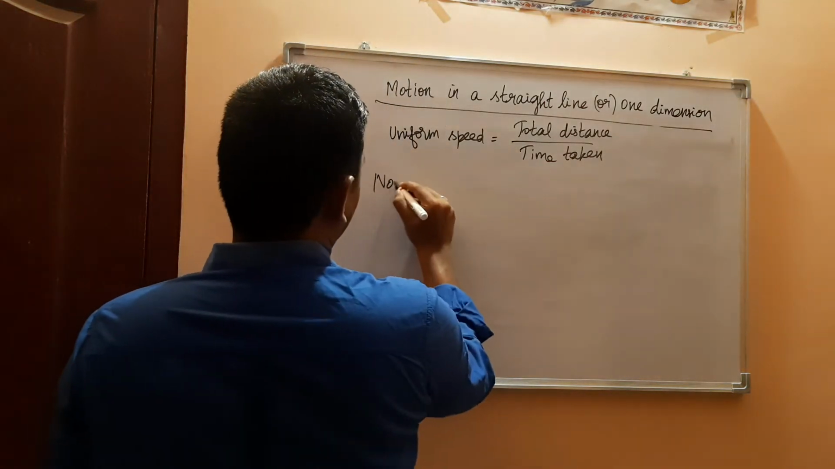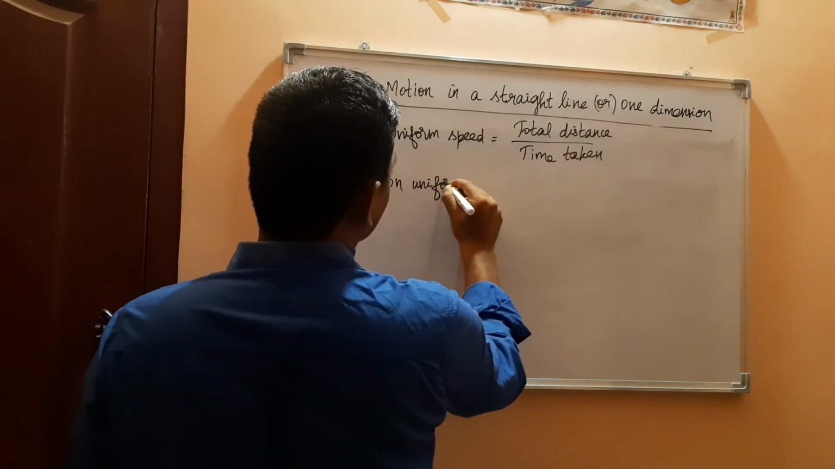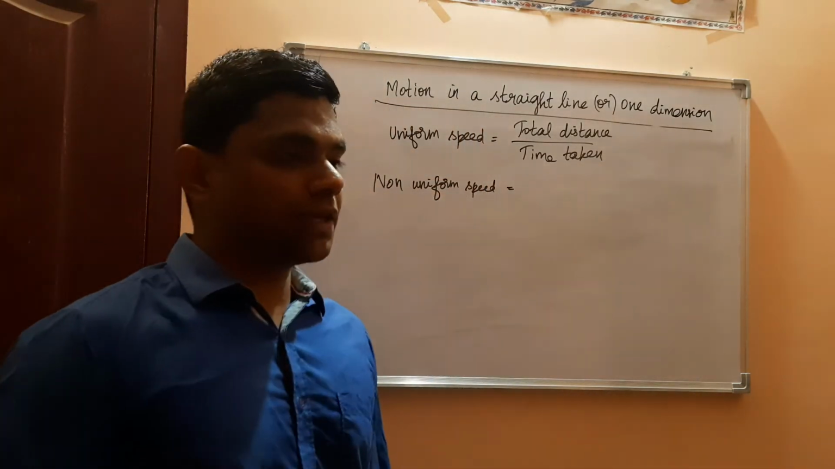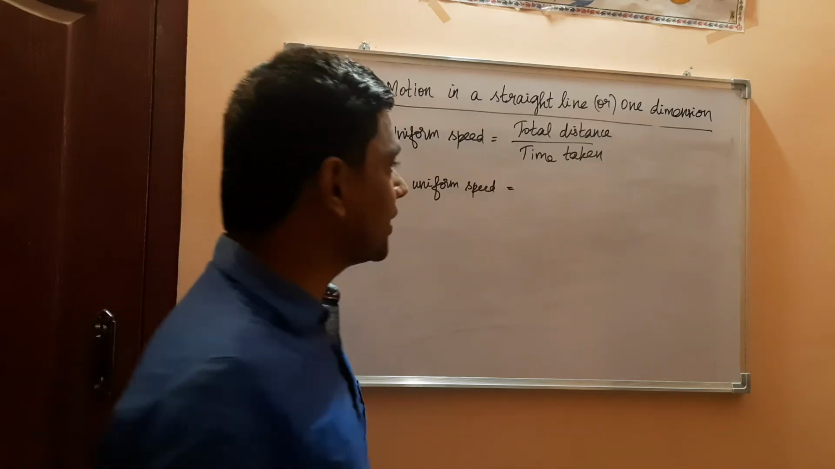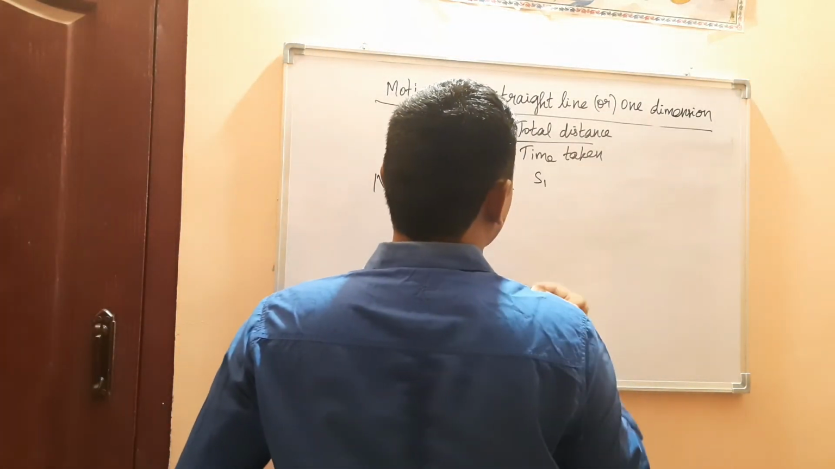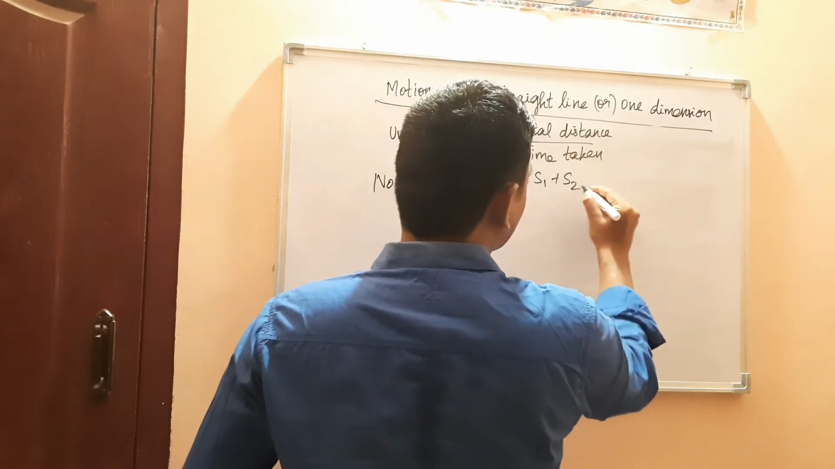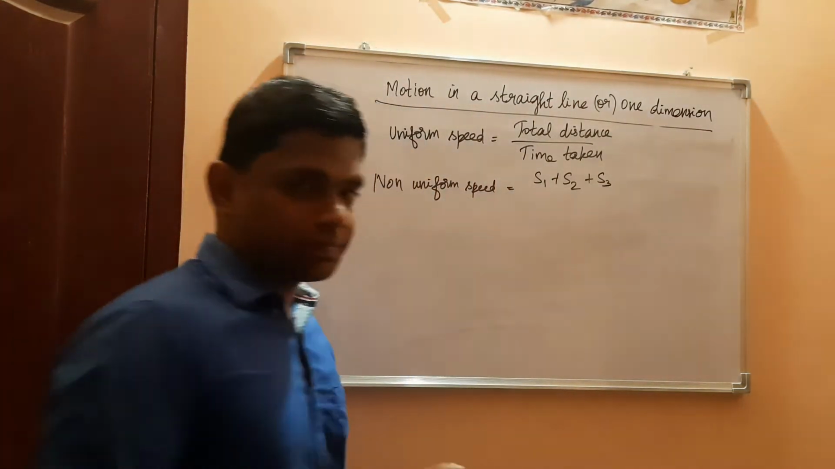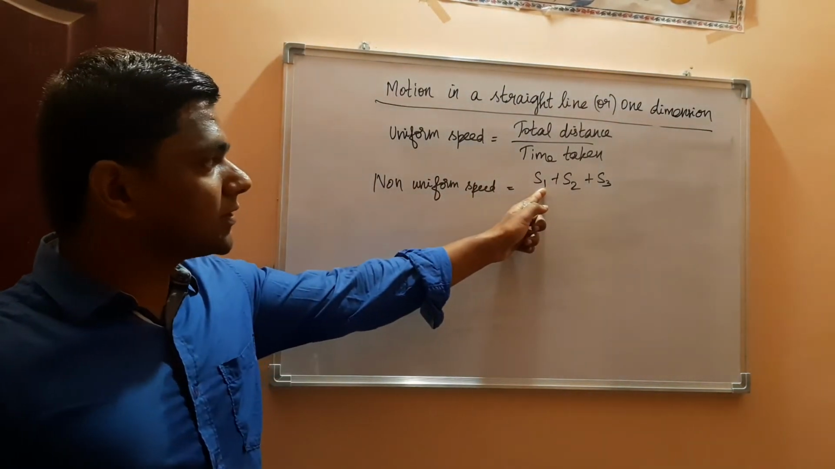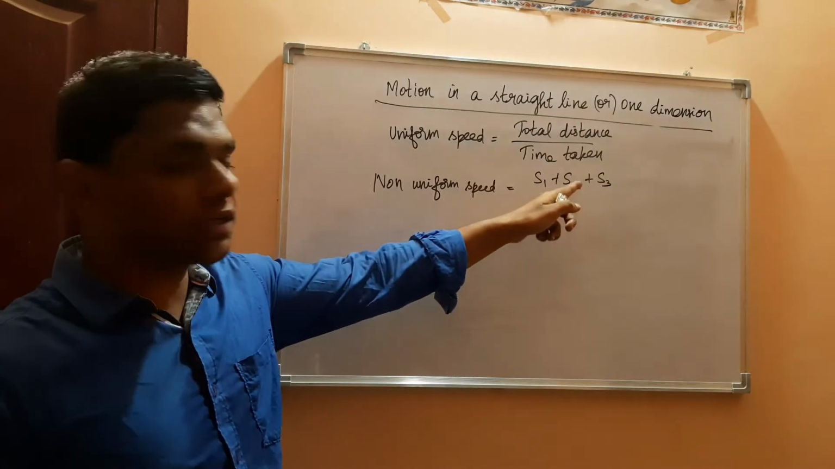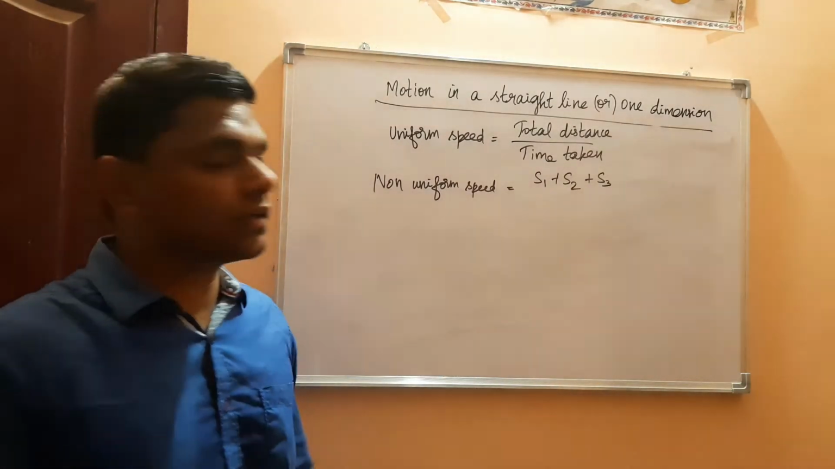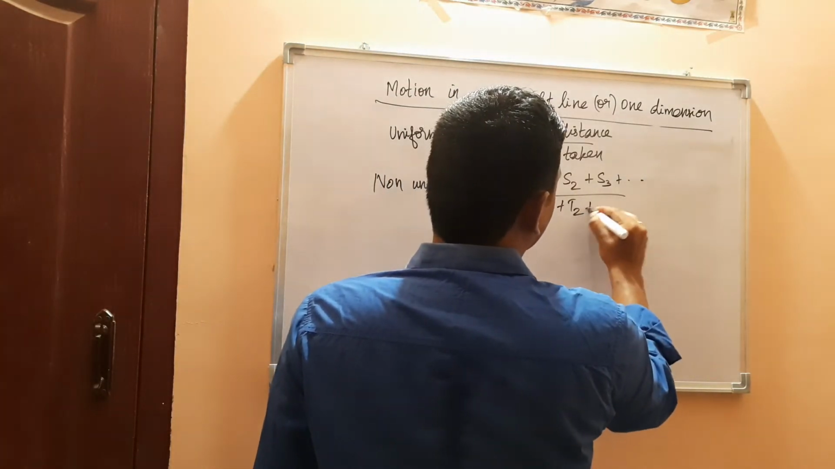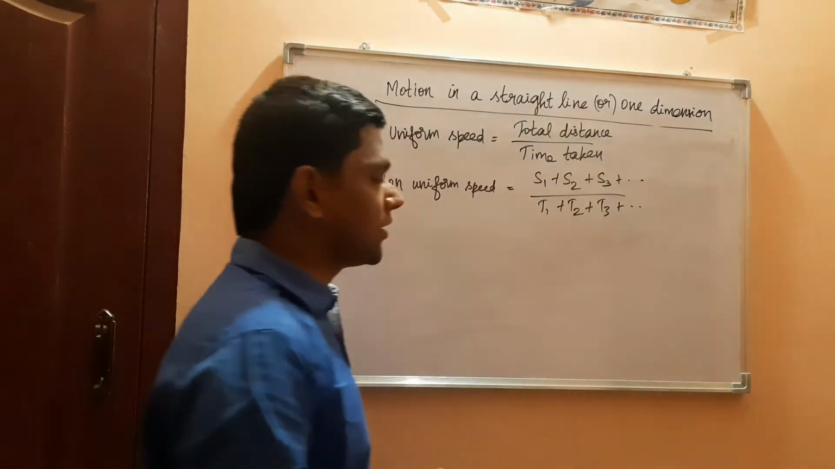But if the body moves with non-uniform speed, that means the body covers s1 distance in t1 amount of time, s2 distance in t2 amount of time, s3 distance in t3 amount of time. So we have to use this formula in order to calculate its non-uniform speed.